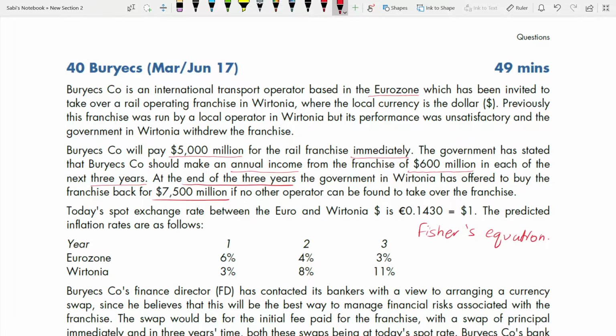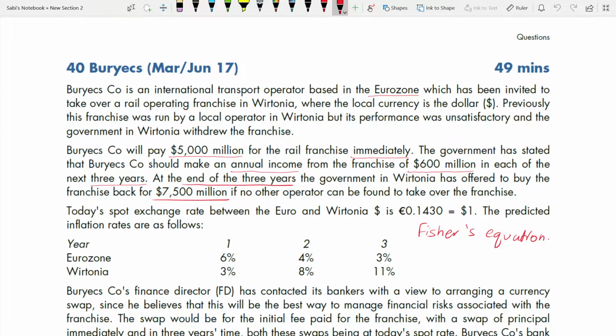Because when you read in the second paragraph, this is a foreign payment and a foreign receipt. You need to convert it to your local currency. To convert it back, you need the spot rate of all the 3 years. Today's spot rate you are given, but you are not given for year 2 and 3. That you have to predict.